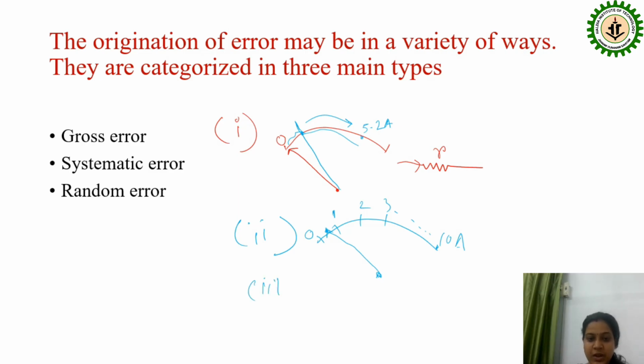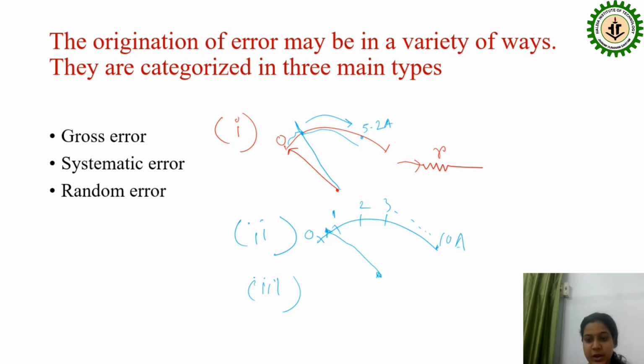And number 3 is what is called parallax error. Parallax error means whenever we take a reading from the indicating instrument, the instrument should be placed vertically and we have to look perpendicularly to take the readings. If we do not do all these things, then obviously there will be some difference between the true value and the measured value.